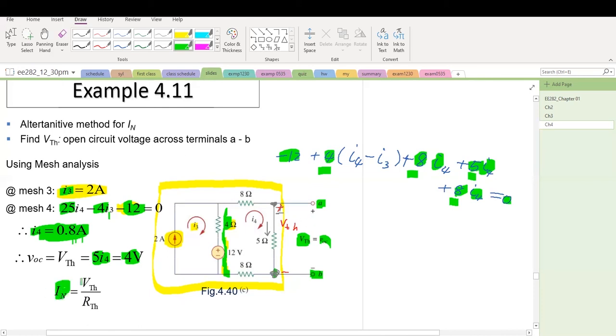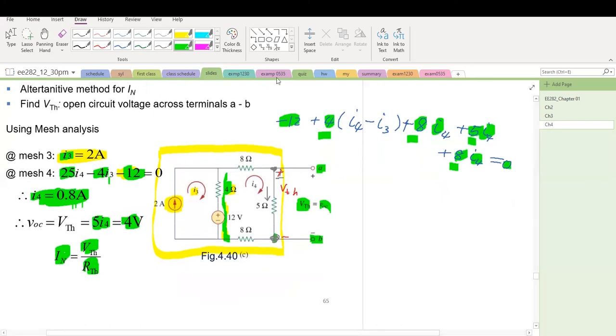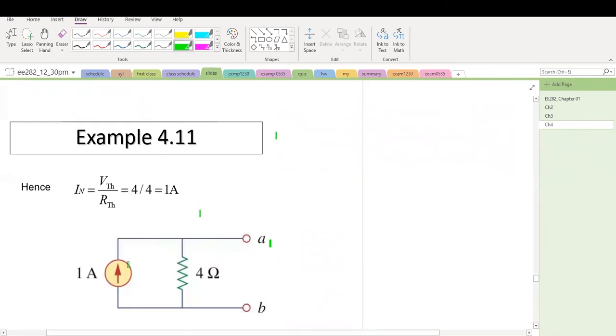Then what is IN? IN can be obtained as 4 volt divided by 4 ohm, which equals 1 amp. This is the Norton theorem. We obtain the current source with a value of 1 amp, and notice the direction is flowing up into terminal A here. The equivalent resistance is 4 ohm.